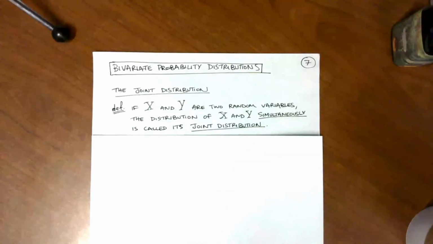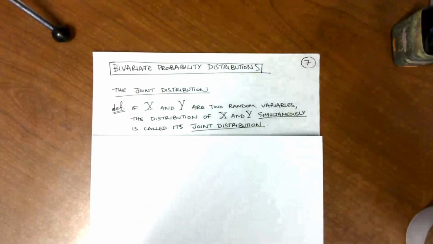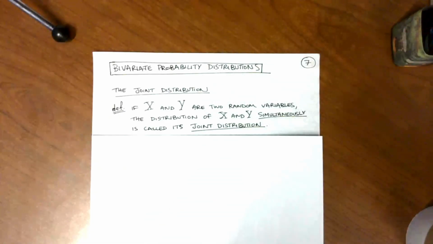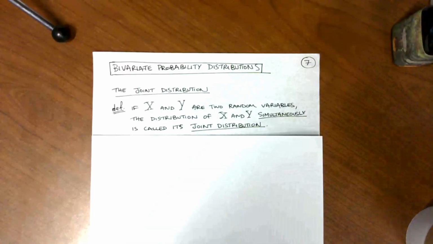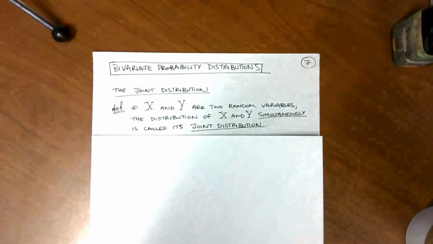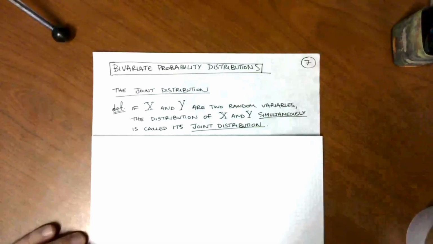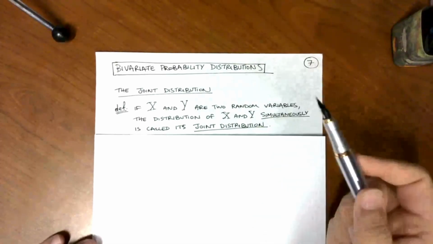We're moving away from the univariate probability distributions to bivariate probability distributions, because this is a course on econometrics. We want to be thinking about associations between random variables, and thus we're going to take the next step of adding one more random variable in the mix. So we will be talking about the joint distribution as our first step.